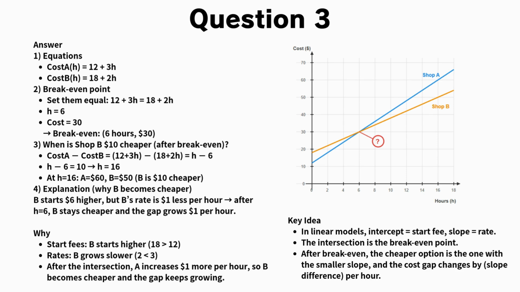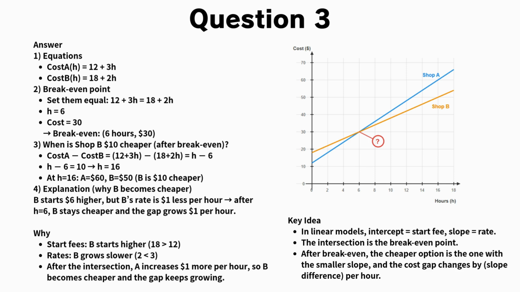For shop A, the cost starts at $12 and increases by $3 each hour, so cost A of h equals 12 plus 3h. For shop B, the cost starts at $18 and increases by $2 each hour, so cost B of h equals 18 plus 2h. Now for the break-even point.